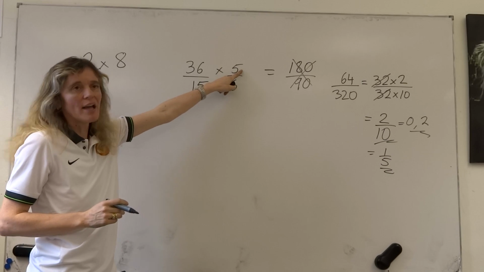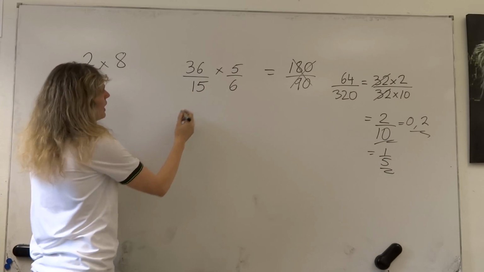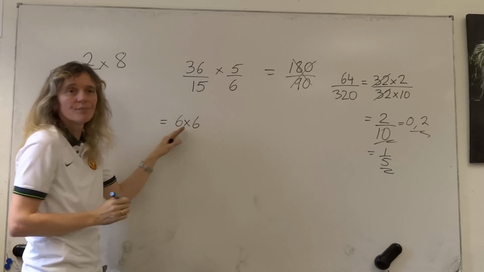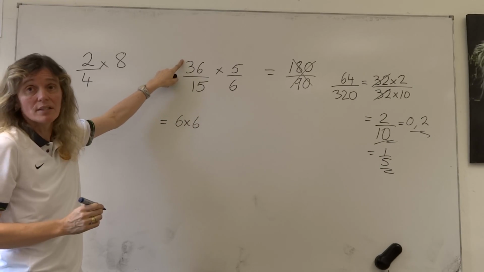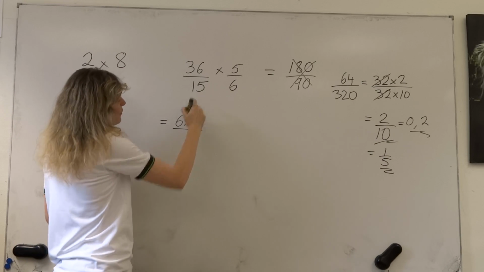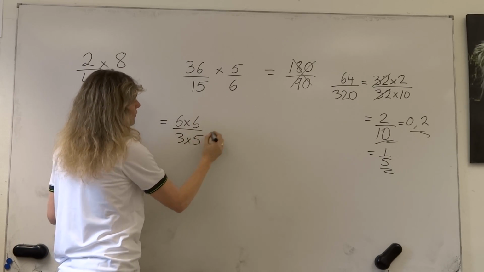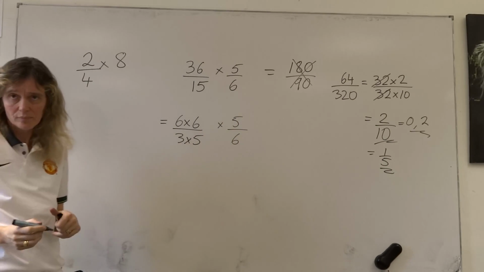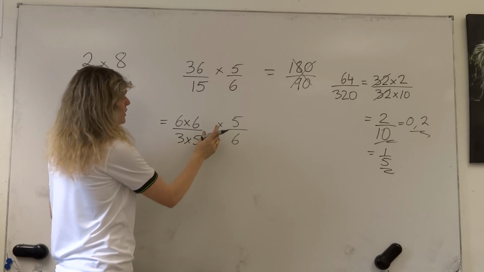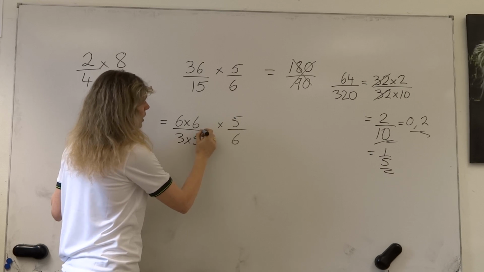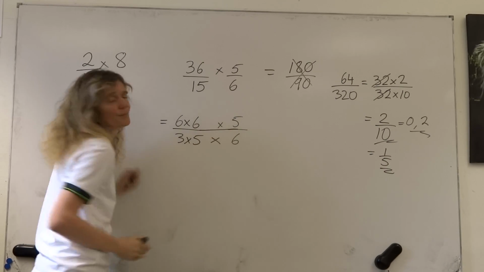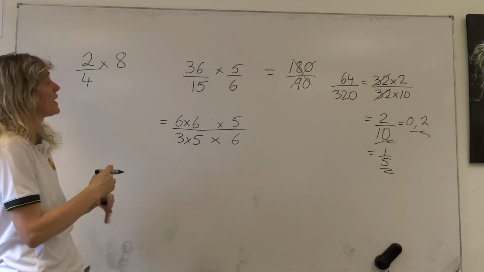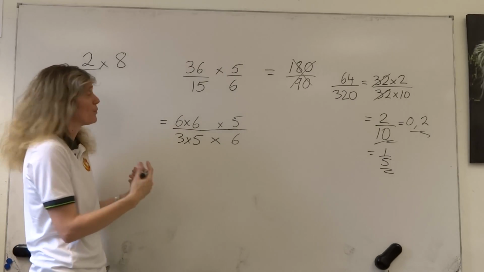Here I've got a 5, and here I've got 15. So let's change this 36 to 6 times 6, because 6 times 6 is 36. Let's change the 15 to 3 times 5. And then I don't do anything with this fraction here. I can think of this as being just a long, long row of numbers like this. And then I can say which ones cancel. Which ones have the same number on the top and the same number on the bottom?